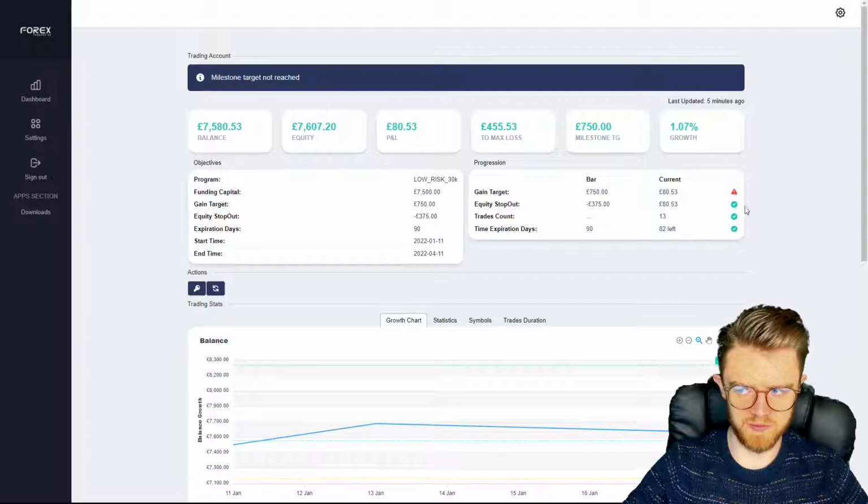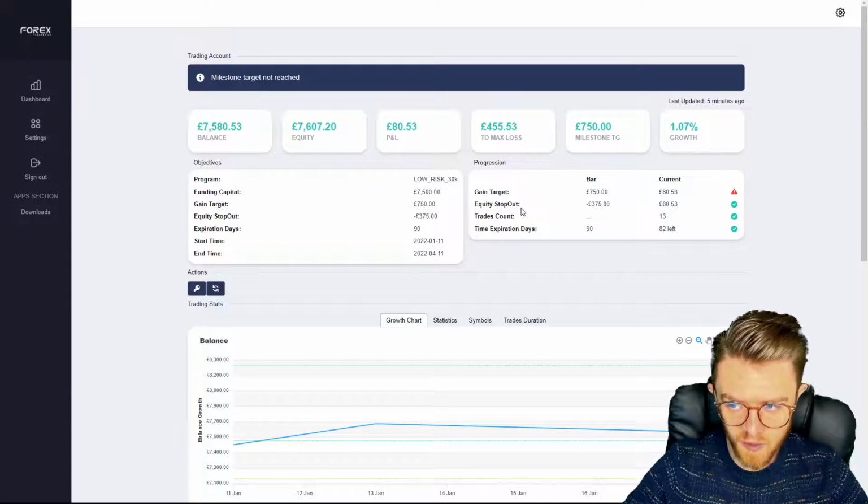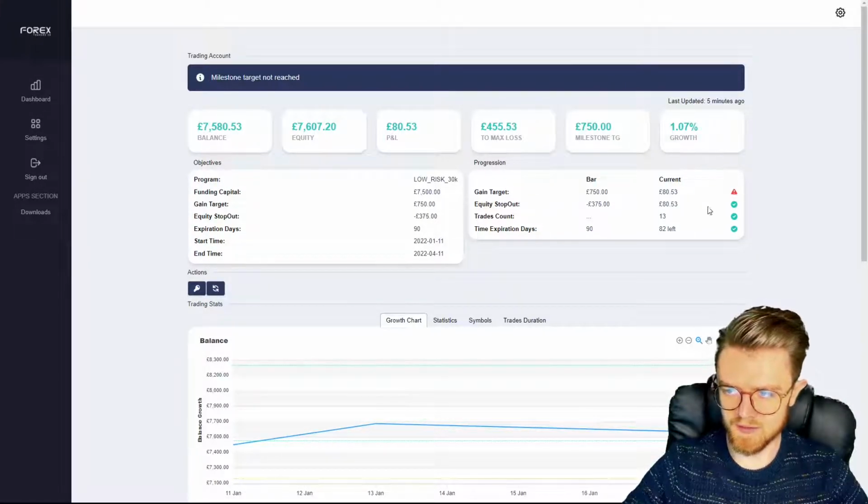So as long as you see a green tick for these, you should be okay and in the positive, as long as you don't reach the equity stop out limit. And then once you achieve the gain target, you will see a green tick for that also.